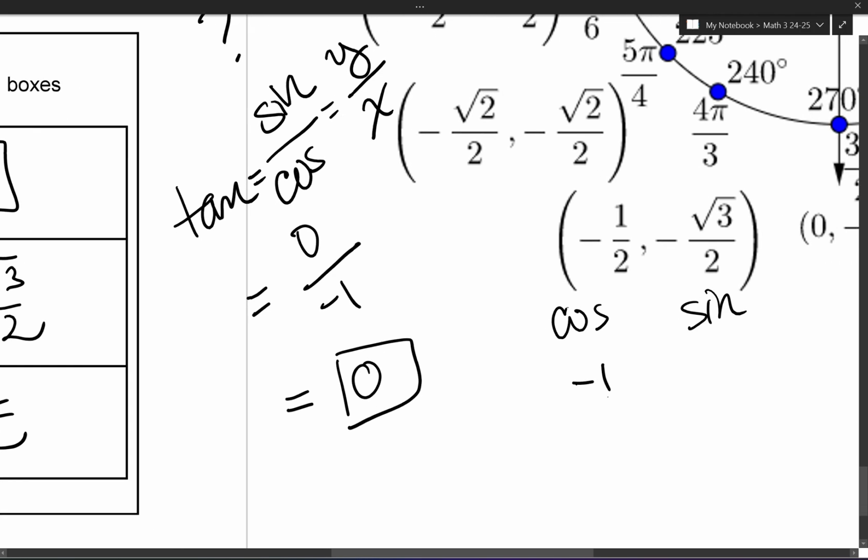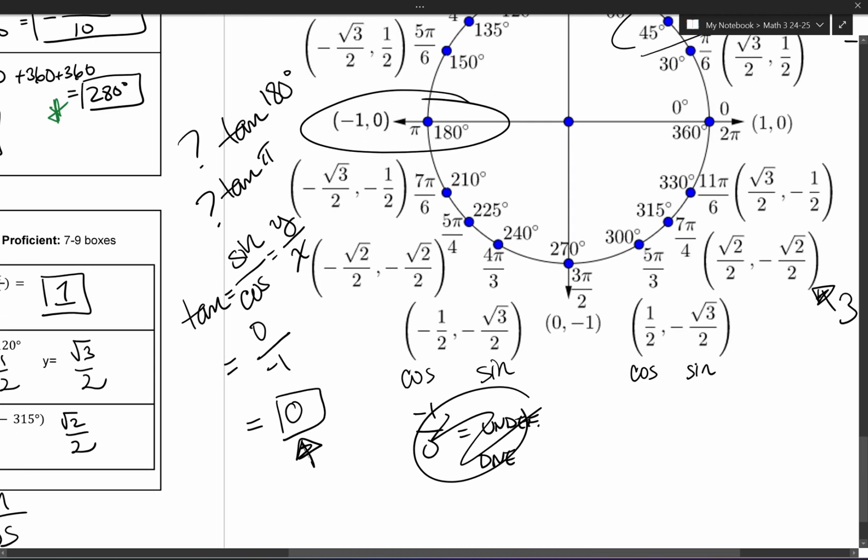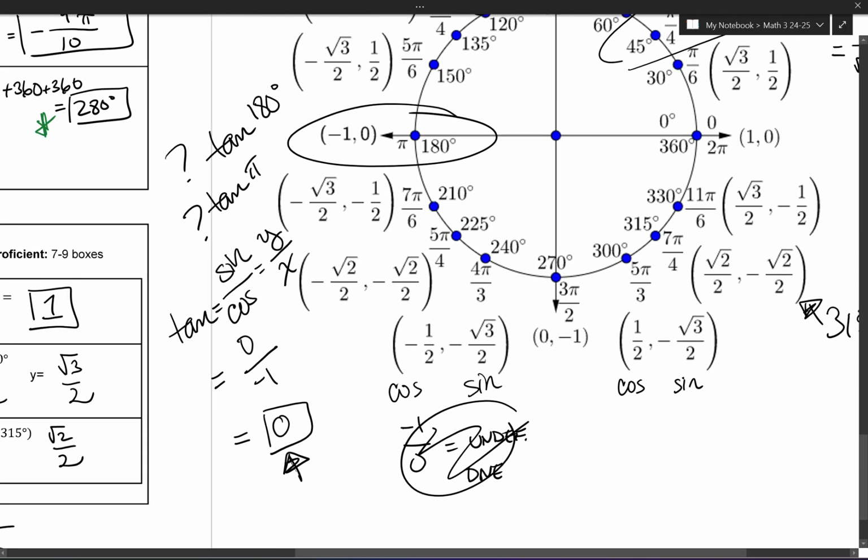If we had -1 divided by 0, that would be undefined, aka does not exist. But we're not dealing with that, okay? We're dealing with this. 0 divided by -1 is 0. So the tangent of pi radians, or the tangent of 180 degrees, is 0.